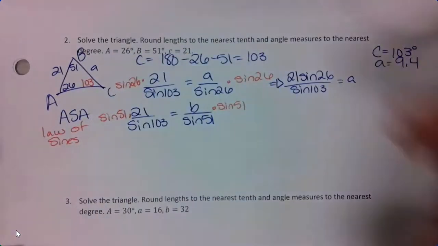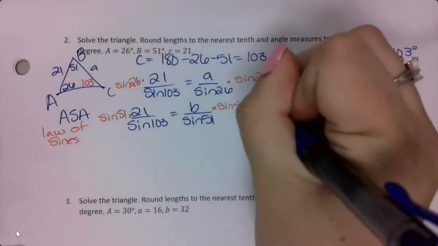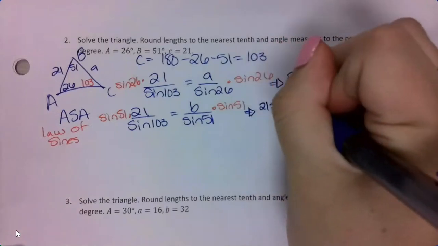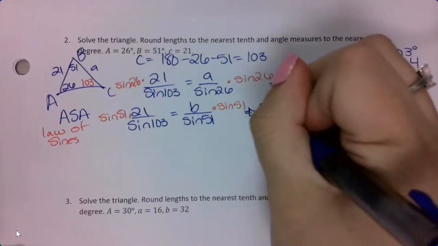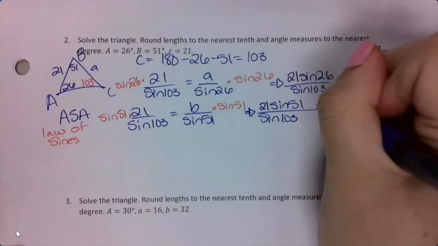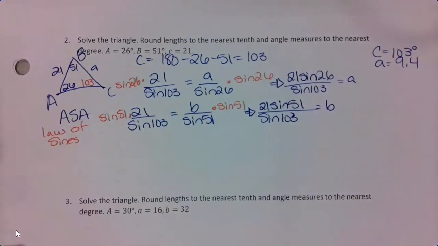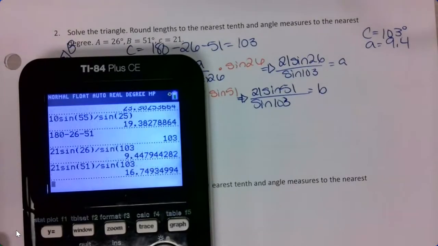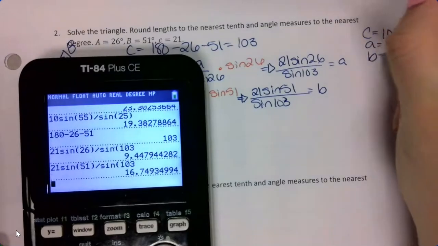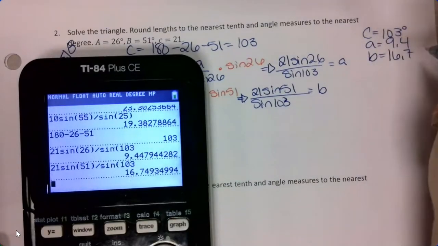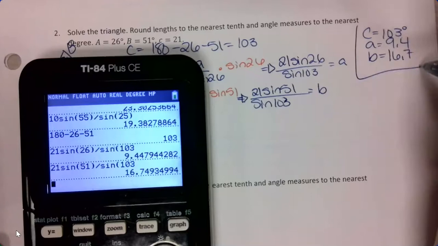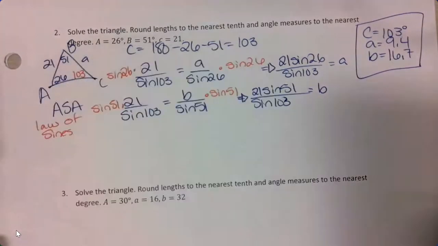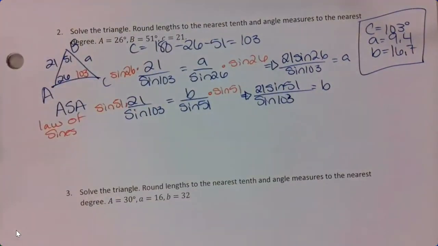So I'm going to go ahead and rewrite this. This is going to give me 21 sine of 51 divided by sine of 103. Should give me side length B. I'm going to type this into my calculator, which gets me 16.7. Again, this problem on the test would give me 3 points because there are 3 answers here.